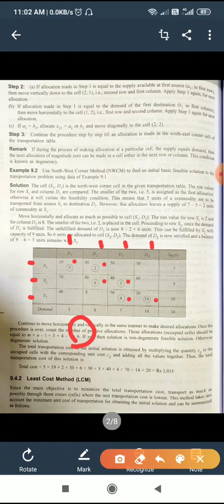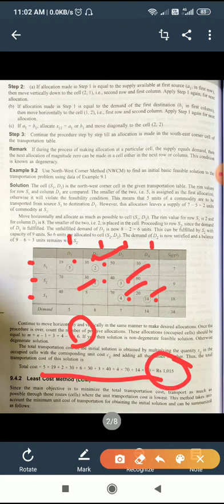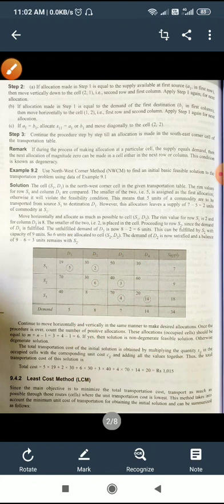Now we find the transportation cost using the occupied cells: 19 into 5 plus 30 into 2 plus 30 into 6 plus 40 into 3 plus 70 into 4 plus 20 into 14, and after solving this we get the transportation cost as 115. This is the northwest corner method. Now we discuss the least cost method. We say LCM also.